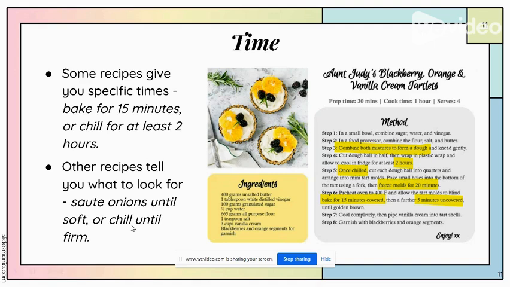And then the time. Some recipes give you specific times, like bake for 15 minutes, chill for at least 2 hours. Other recipes will tell you what it looks like for things to be done. Like it doesn't say saute the onions for 5 minutes. It says saute the onions until they're soft or chill until firm. So you just have to read it through and maybe ask for help if you need.